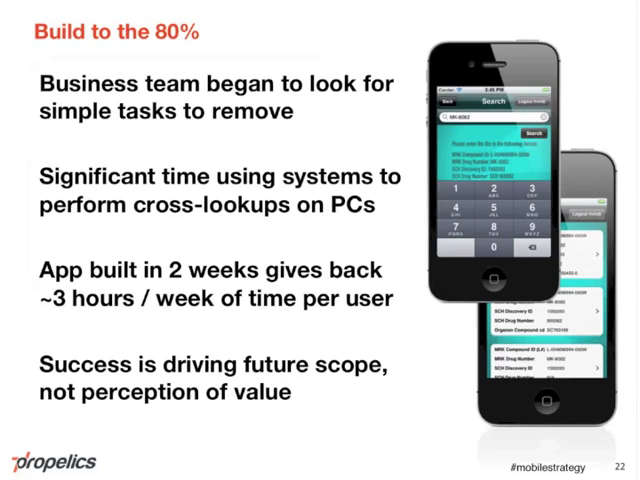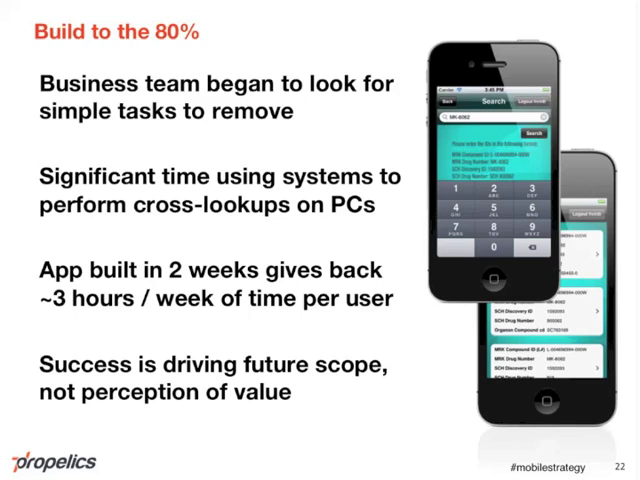At this client, the business teams took a very great approach to it. They were looking for a simple task to remove. And so they followed different types of actors around, looking for ways to use mobile to get around some complicated and unnecessary tasks occurring within the business. This task took a significant amount of time on different systems in different areas to do cross lookups on PCs.